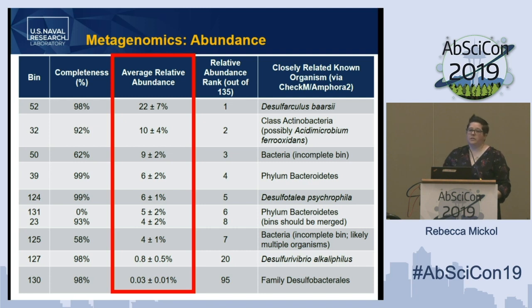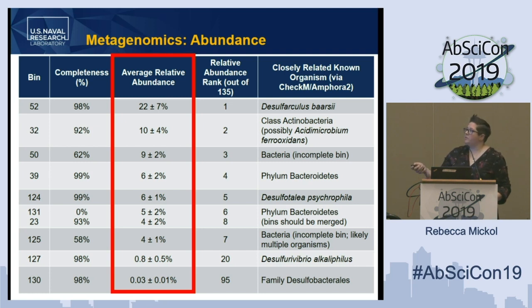In our metagenomics analysis, we were also able to assign a taxonomy. These are what we're confident in assigning, but you'll see that our most abundant organism, about 22% abundant across the six replicates, maps to a sulfate-reducing Desulfurculus barcii.